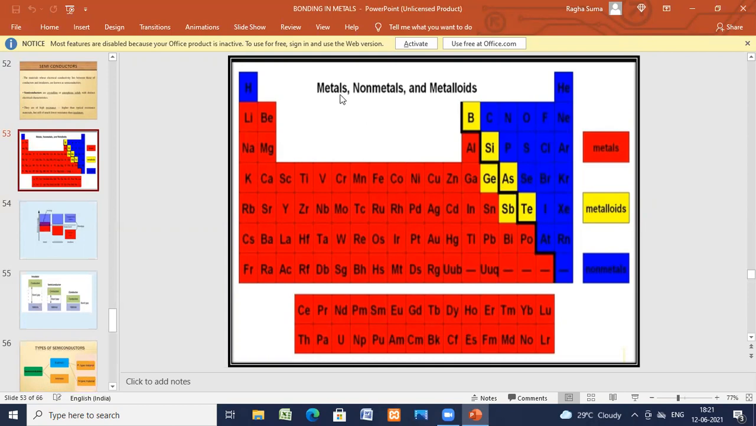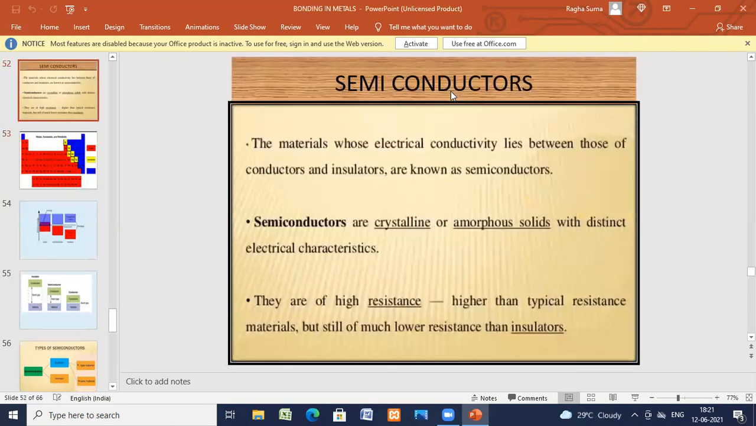So, what are the properties of the metals, non-metals, and metalloids? We'll see. There were different theories explained based on the bonding in metals. The theories are free electron theory, valence bond theory, and band theory.